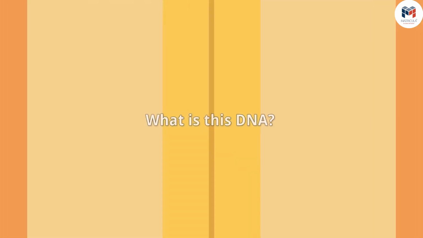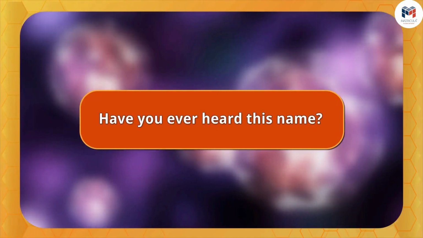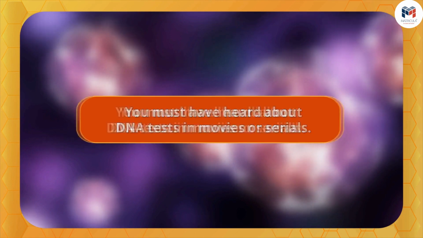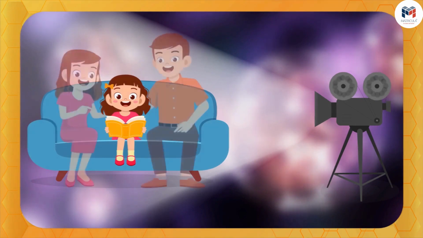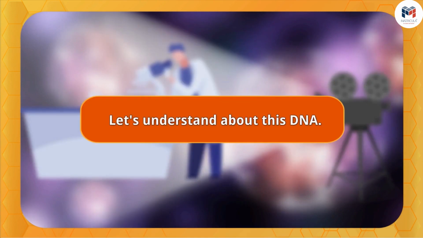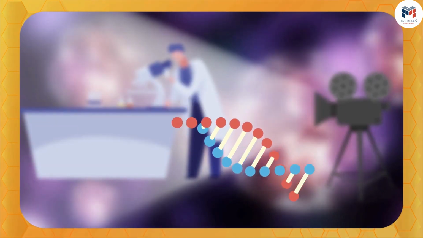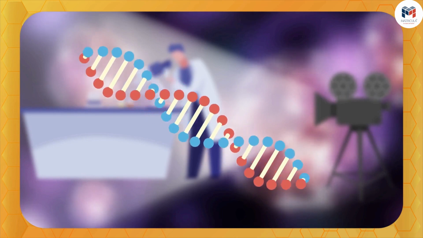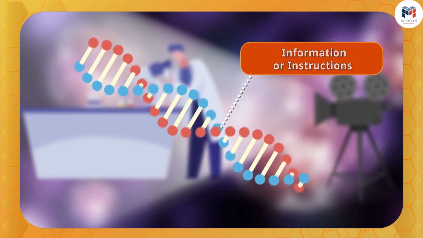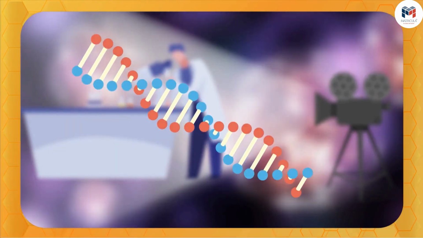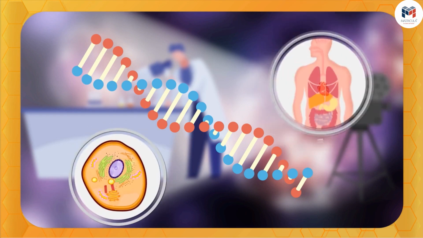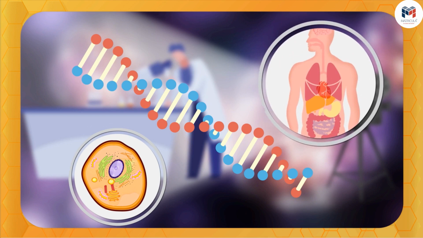But friends, what is this DNA? Have you ever heard this name? You must have heard about DNA tests in the movies or serials. This DNA test is done whenever the parents of a person have to be found out. Well, let's understand about this DNA. This is how DNA looks like. The coding you see in the middle of the structure is the information or instructions. Information like what will be the structure of the cell, what will be the work, and how will be the structure of body also be, etc.